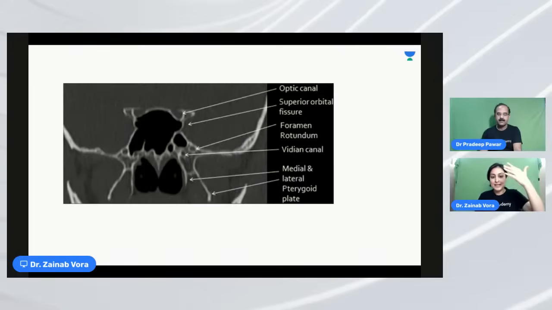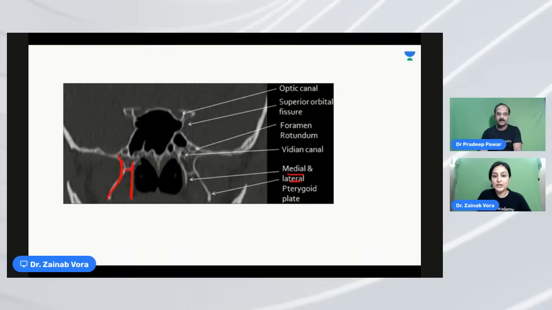Okay, now let's have a look at a coronal image. So now we are at a coronal image, and let's do some integration. We look at the anterior skull base and middle skull base. Before we go to that, what is this bone here which has a medial plate, a lateral plate, and a body? This is the pterygoid, isn't it? So these are the medial and lateral pterygoid plates, and this is the body.